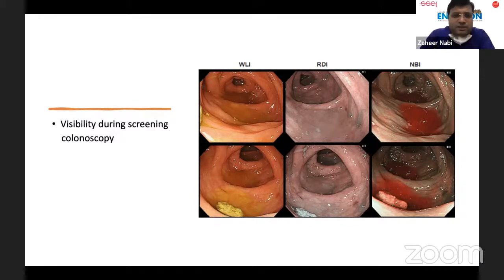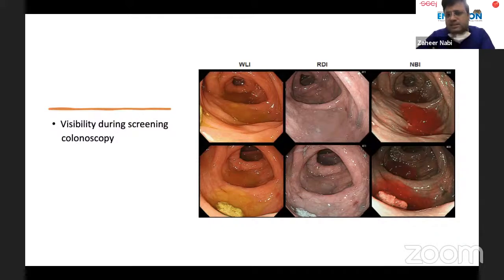that may be useful in cases where the preparation is not optimal, and there RDI can improve the mucosal visibility. We need more data on that because it is still preliminary, but you can see these three images which can be compared. The first one is a white light image. You can see a bit of yellowish fluid there, and then you can see the second RDI image and the third NBI image.